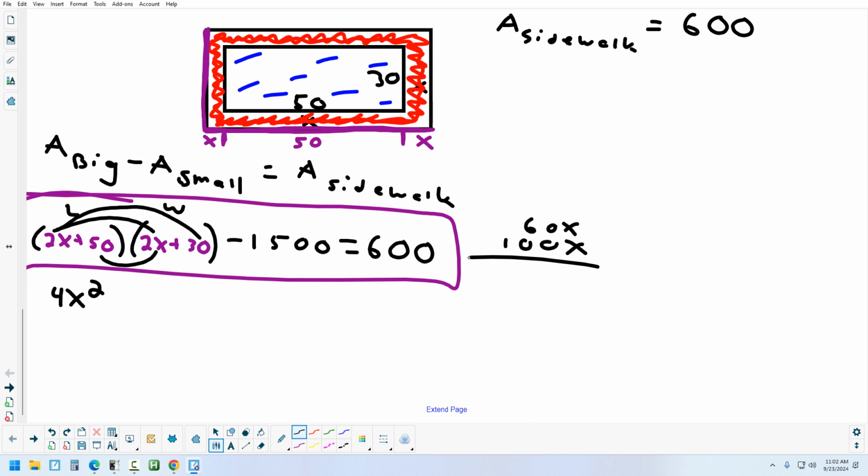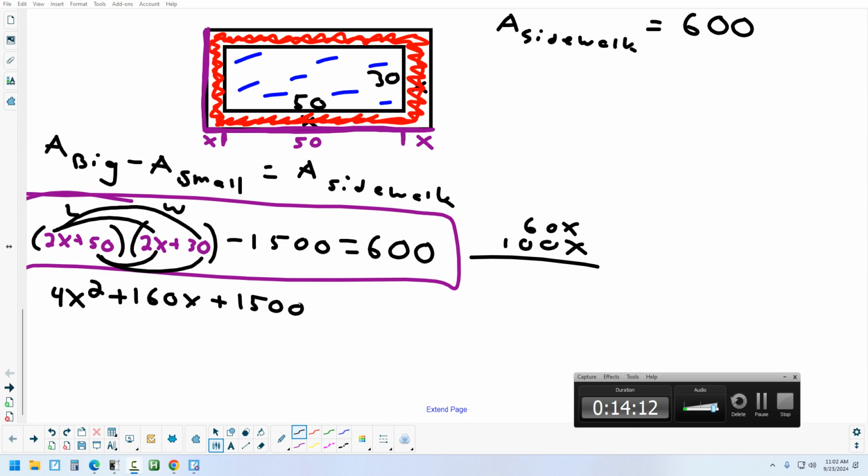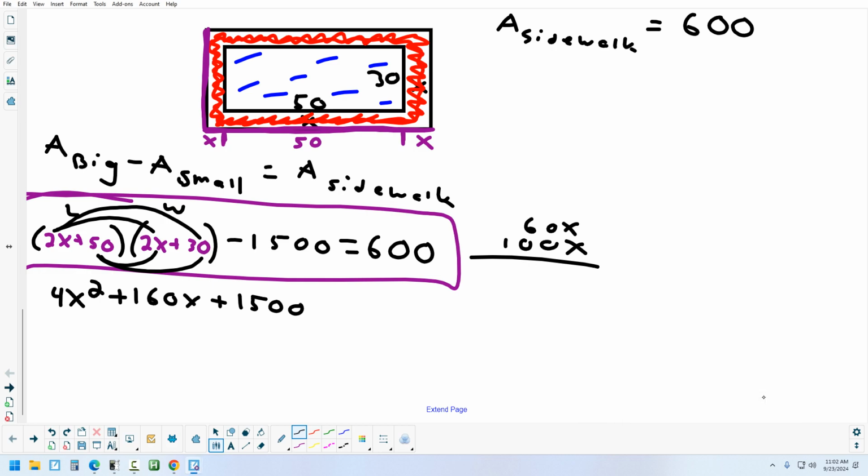So how many x's do I have altogether? 160x. And what's 50 times 30? 1,500. But then we have a minus 1,500, which is going to cancel that out. And that usually happens in this kind of problem all the time. Those numbers cancel out. It's just because of the structure of the problem.